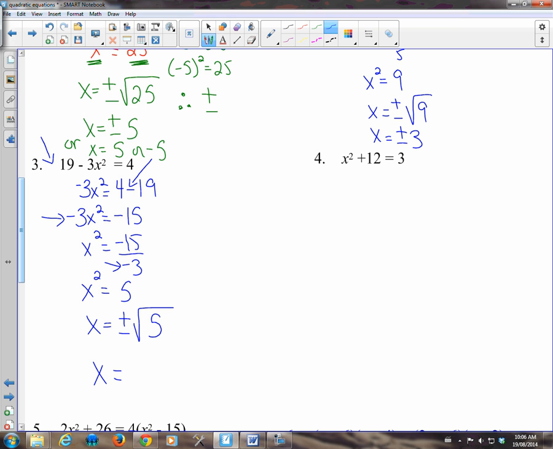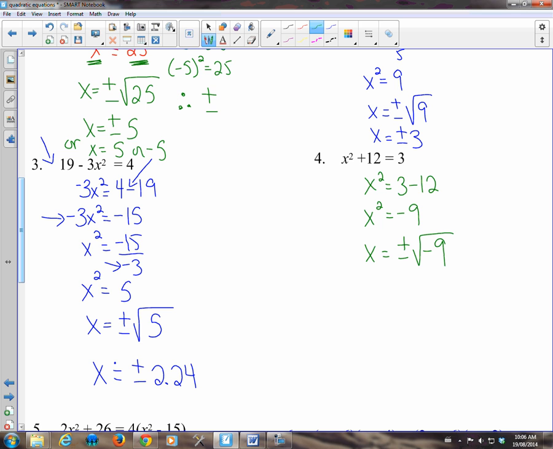And we'll see what the square root of 5 is, to 2 decimal places. So we've got approximately plus or minus 2.24, a little more than 2. Number 4, same process. Instead of adding 12, I'm going to subtract 12. So 3 take away 12 would be negative 9. Opposite of squaring something, don't forget your plus minus, is the square root of negative 9.